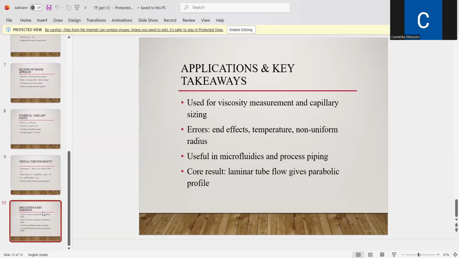Then application and key takeaways. Applications: measuring viscosity, capillary design, microfluidics, process pipelines. Laminar flow in a circular tube produces a parabolic velocity profile.